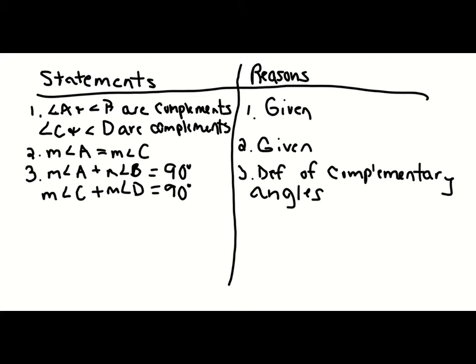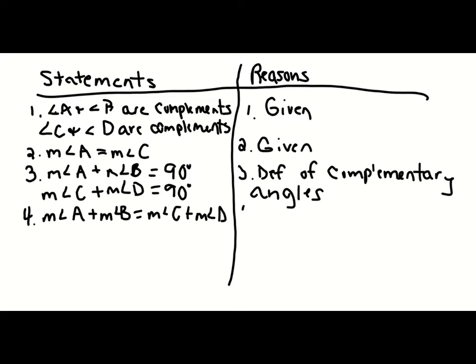Okay, so now I do know that the measure of angle A plus the measure of angle B equals 90 degrees. And I also know the measure of angle C plus the measure of angle D is equal to 90 degrees. So that means that I could, in step 4, say that the measure of angle A plus the measure of angle B equals the measure of angle C plus the measure of angle D.